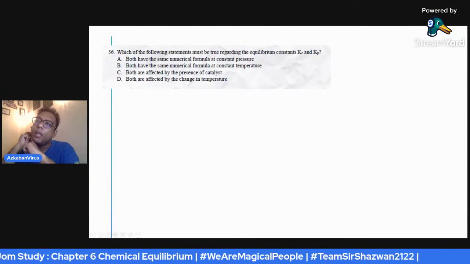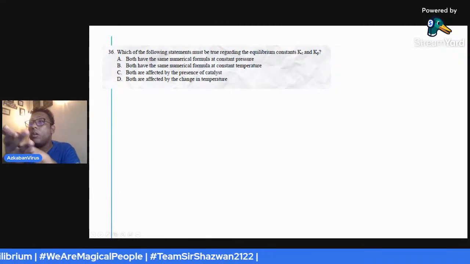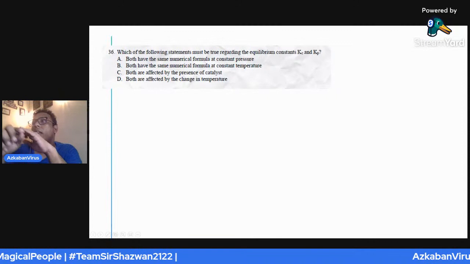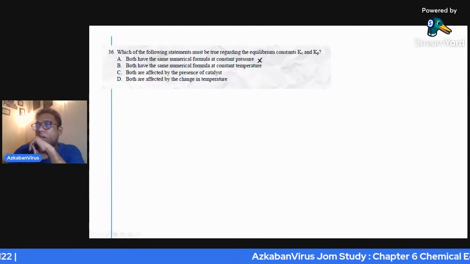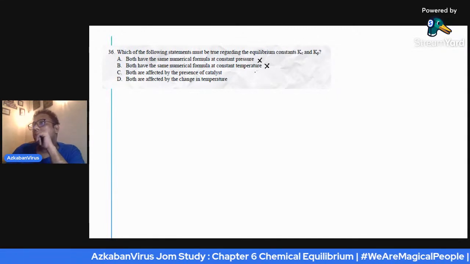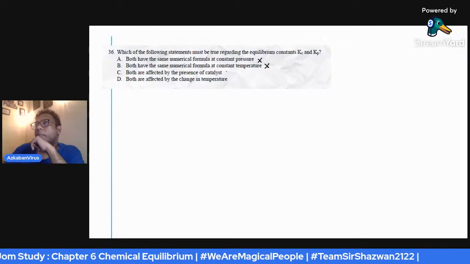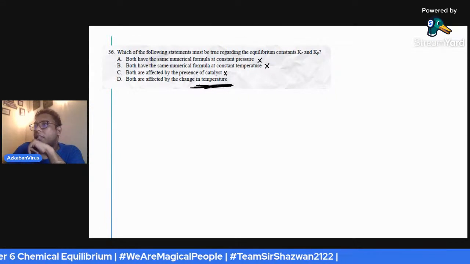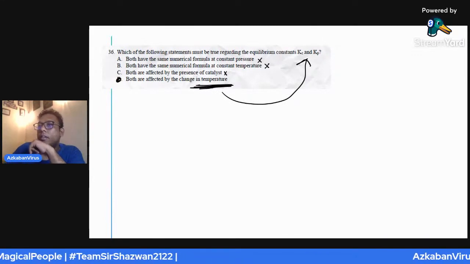Next one. Which of the following statement must be true regarding equilibrium constant Kc and Kp? Both must have the same numerical formula at constant temperature. Salah. Kp tak semestinya sama dengan Kc. At constant temperature pun salah. Both are affected by the presence of catalyst. Both are affected by the change in temperature. Remember, only temperature saja yang akan ubah value of Kc and Kp. So jawapan dia adalah D.